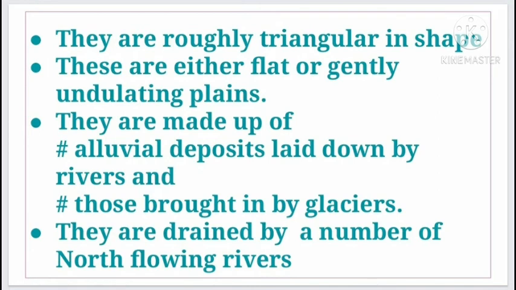How are these plains formed? They are formed by the alluvial deposits laid down by the rivers on their course. Otherwise, these alluvial deposits are brought by the glaciers. And these plains are drained by a number of north flowing rivers. These rivers originate from the highlands, which are located south of the European plains.